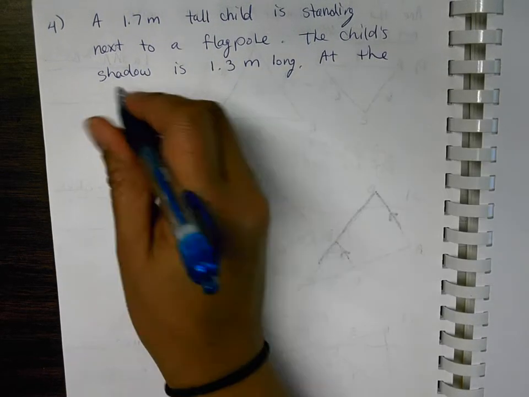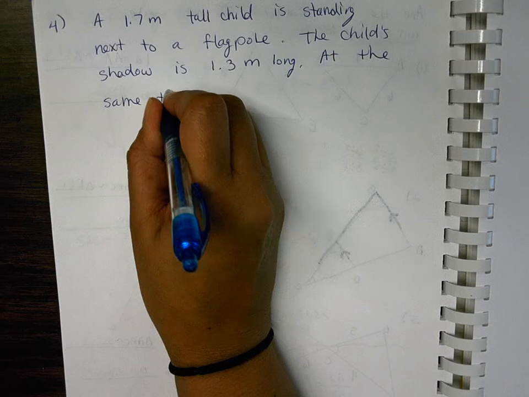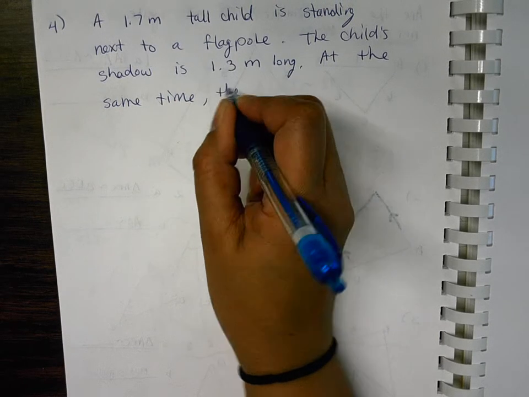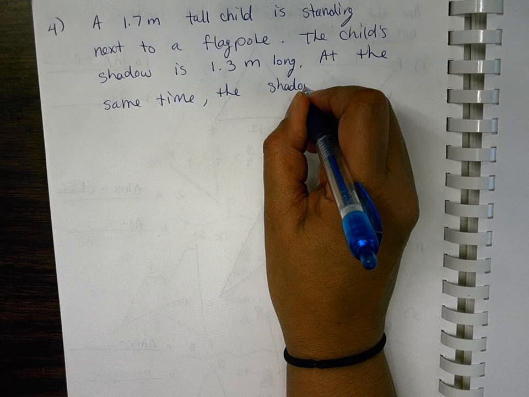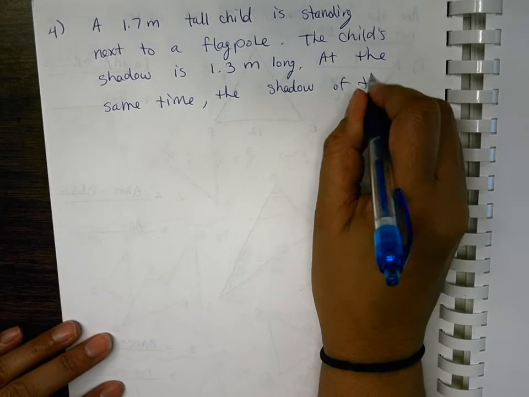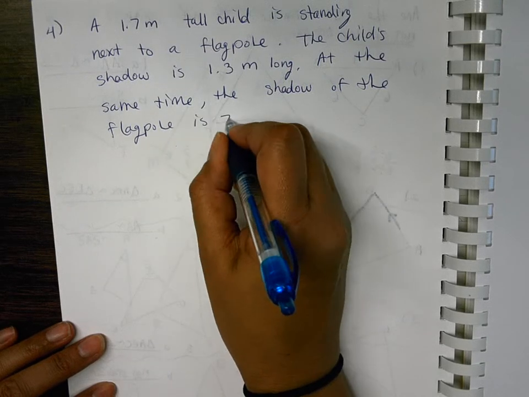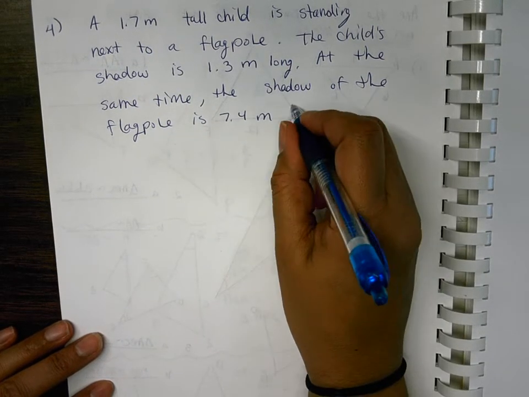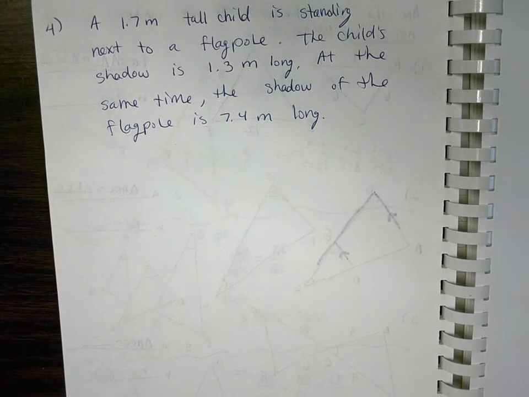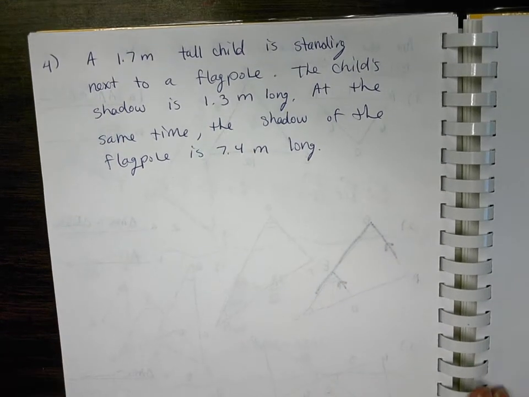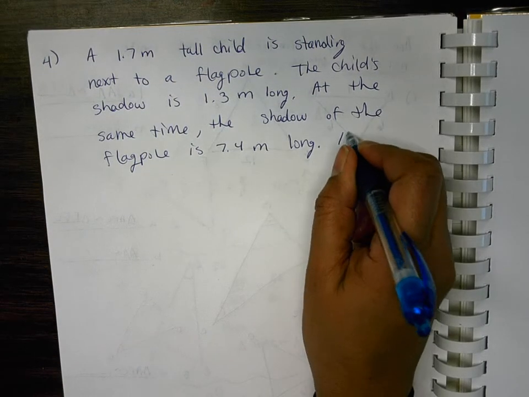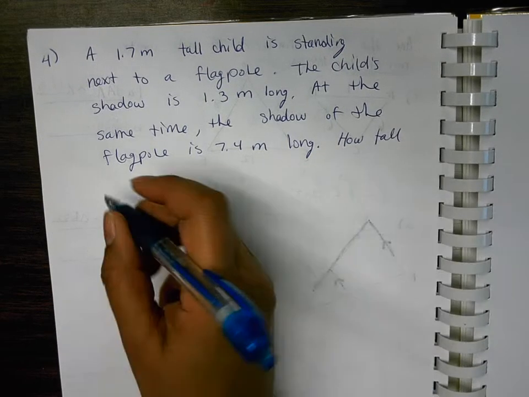At the same time, the shadow of the flagpole is 7.4 meters long. All right, we're going to write the question down. A 1.7 meter tall child is standing next to a flagpole. The child's shadow is 1.3 meters long. At the same time, the shadow of the flagpole is 7.4 meters long. All right, question. How tall is the flagpole?